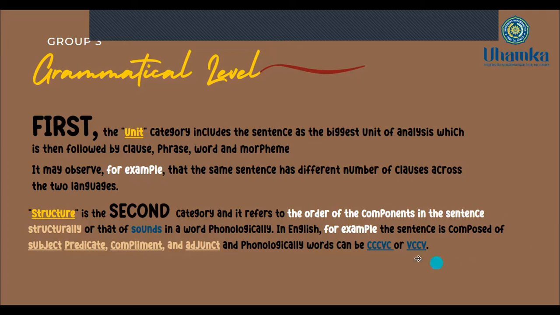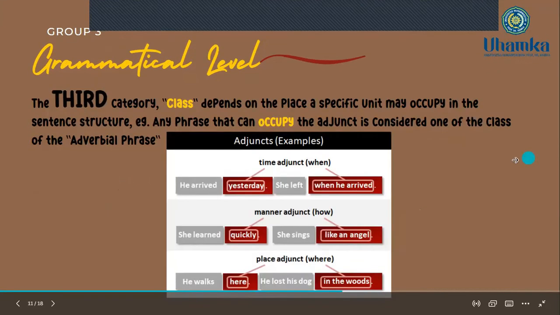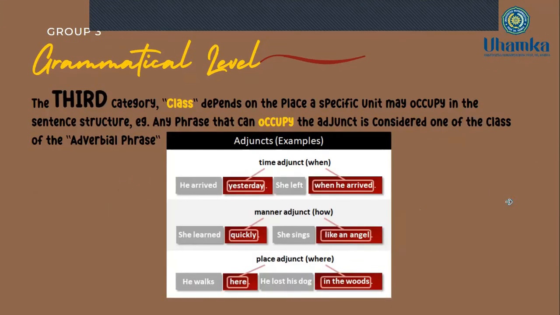Okay, so C, C, C, V, C here. C is for consonant and V is for vowel. So phonologically, words can be arranged by consonant, consonant, consonant, vowel, consonant, or vowel, consonant, consonant, and vowel. Alright, next will be explained by me.